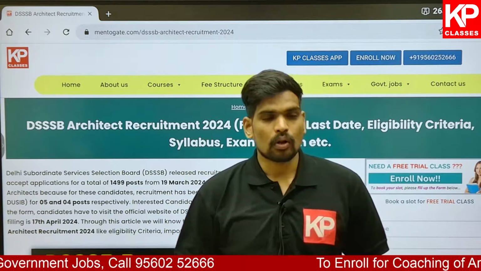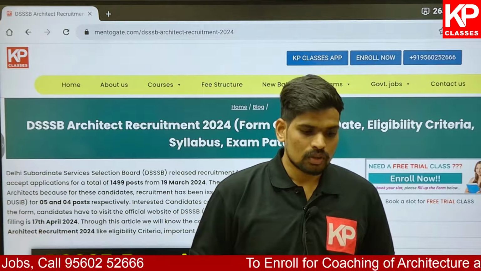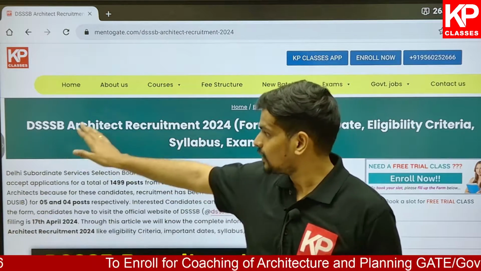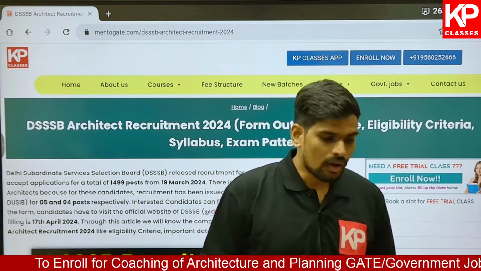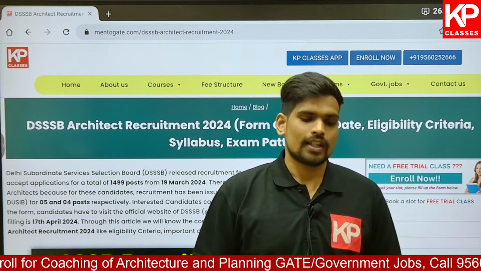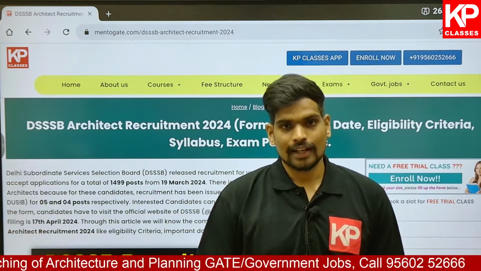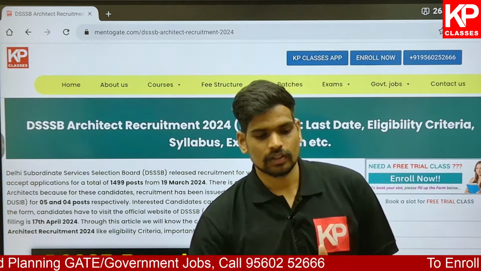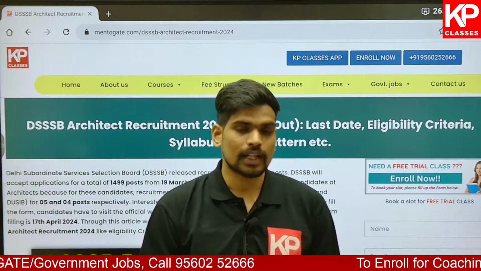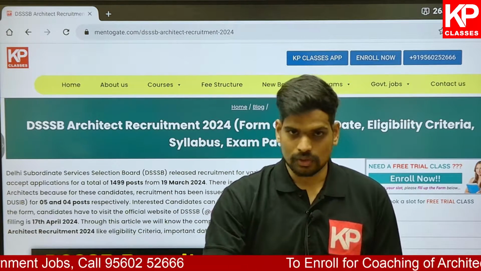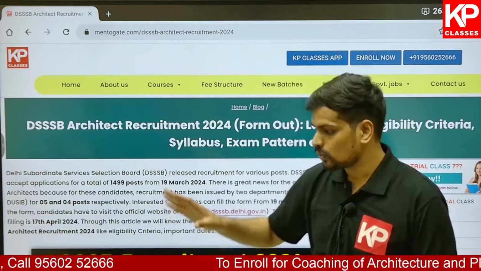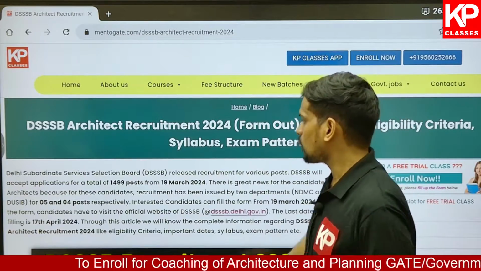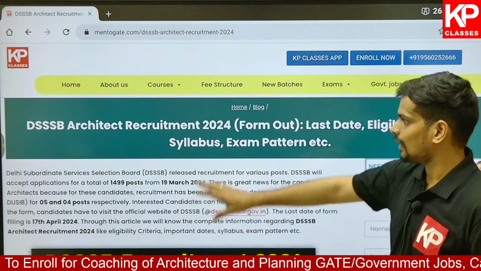Now let me tell you one important point. If you are someone who wants to settle down within the NCR, because this is being conducted by Delhi Subordinate Services Selection Board for NDMC and DUSIB, both these agencies work within the limits of the National Capital Region of Delhi. So if you want to settle down in this part, this is a government job, a permanent post, where you are not prone to be posted to some other city. So that would be an ideal post for you within the government sector. Let us look into the details of this particular post through our blog of KP Classes.